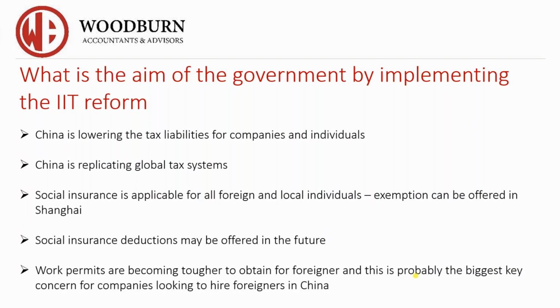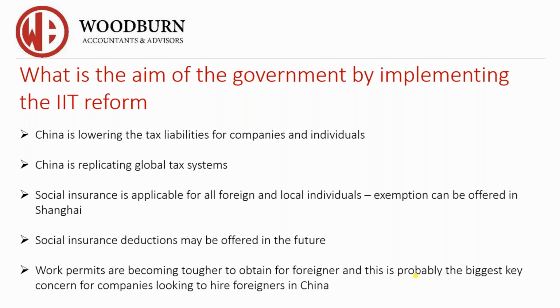The aim of the government by implementing all of these individual income tax reforms is basically to lower tax liabilities for companies and individuals. And that's basically with the premise that the GDP in China is going down. With the coronavirus, it's going to go down even further. By how much, who knows? There's a lot of speculation right now in the market.